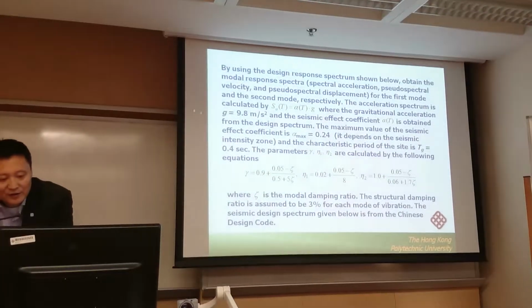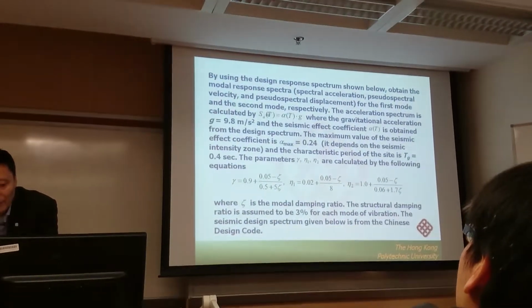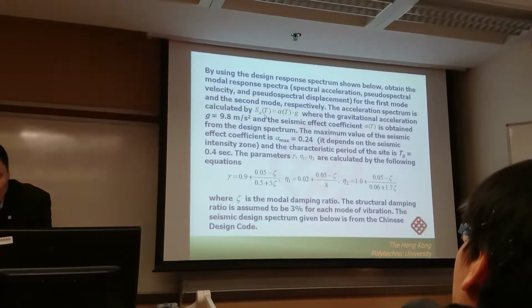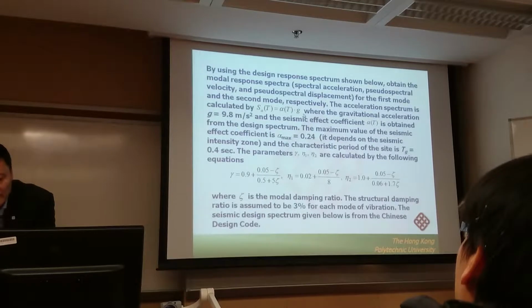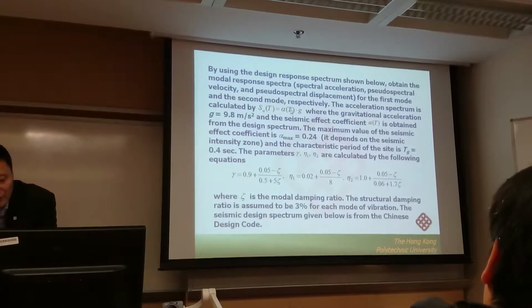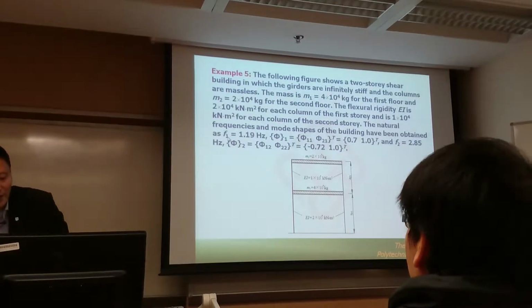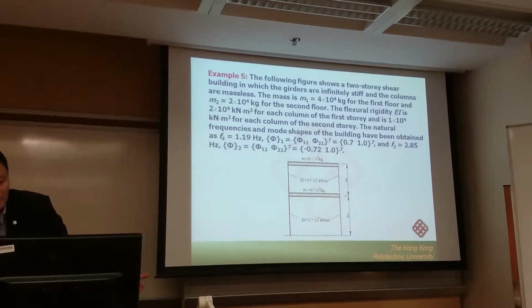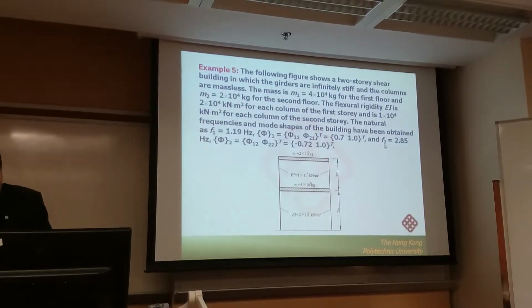According to the China design code, the acceleration spectrum is calculated using this formula. So this is the maximum response, and this maximum acceleration is equal to alpha times g. g is the gravity acceleration, and alpha is a function of the natural period. For the first mode, T1 is equal to 1 over f1, because T is the reciprocal of the frequency. And for the second mode, T2 is equal to 1 over f2.